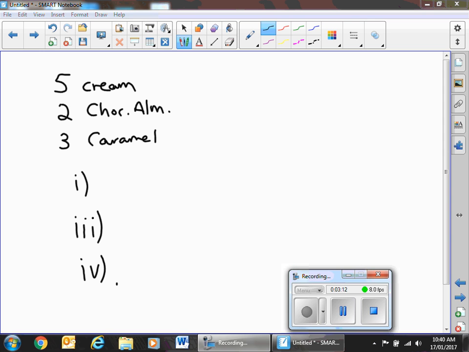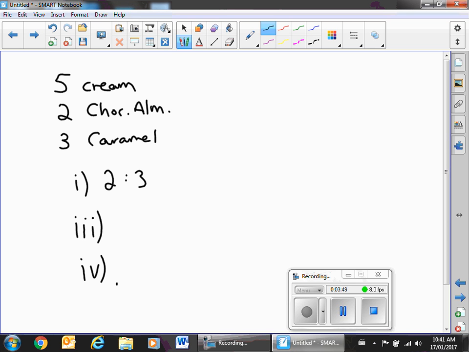Okay, moving on to some basic ratios. You're given some chocolates: 5 cream, 2 chocolate almond, and 3 caramel. I'm only going to give you 3 different examples here: 1, 3, and 5. The first one is asking for a ratio of chocolate almond to caramel, which in this case is 2 to 3. Whichever one comes first becomes our term 1, and then the second one is term 2. Our next request is the number of cream to the entire chocolates.